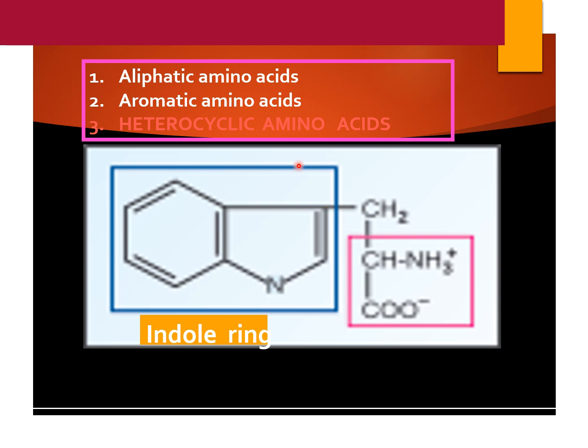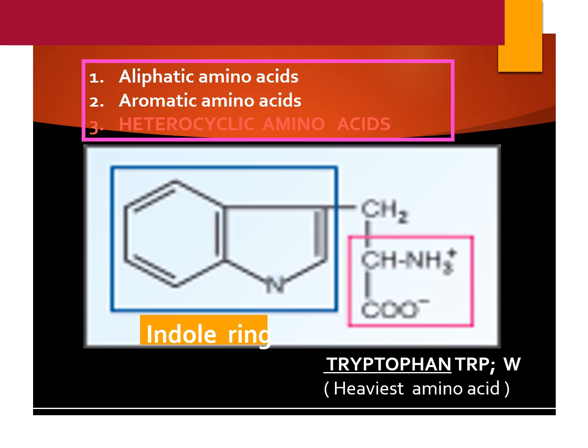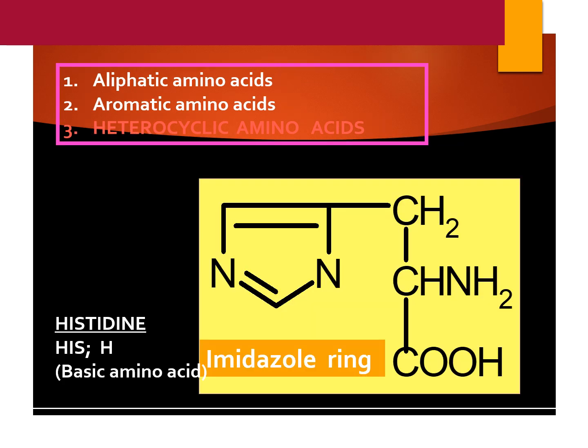Then heterocyclic amino acids. In the heterocyclic amino acids, in the side chain, some heterocyclic ring is present. So these can all be called derivatives of alanine. One of the hydrogens is replaced by this bulky group. This is the indole ring, one benzene ring and one 5 carbon ring. Both are attached, and via the CH2 group, they are linked to the basic skeleton of the amino acid. This is the structure of tryptophan, the heaviest amino acid among all.